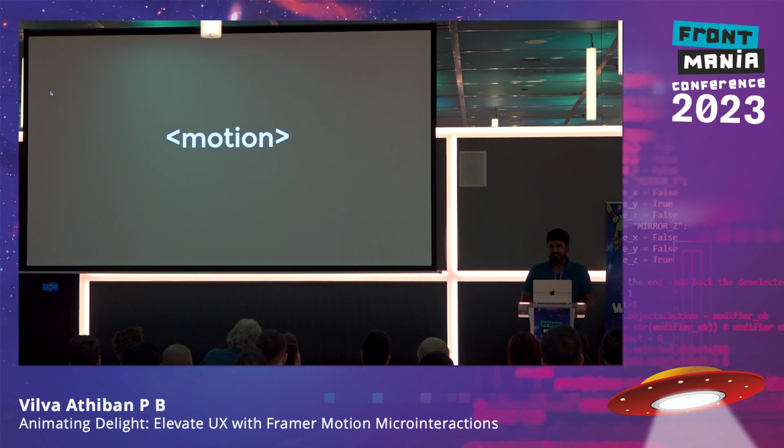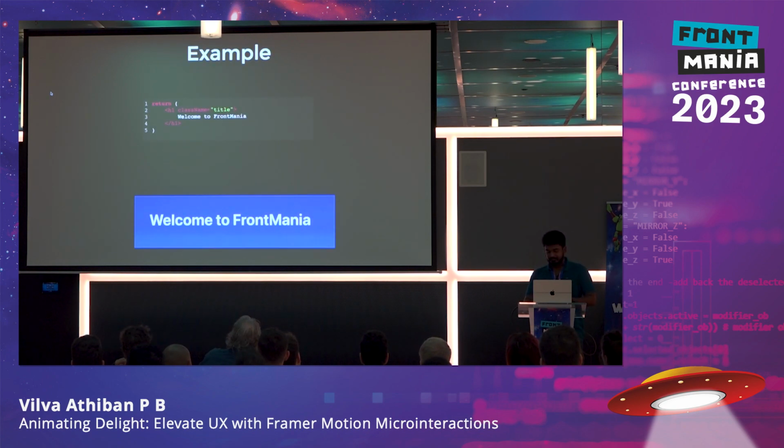The first and the most powerful or the most commonly used API is the Motion API. It comes as a component from where you can extract divs or paragraphs or H1 elements. Technically, it has most of your HTML components inbuilt. So let's start with an example. Imagine we have a simple H1 element with the text, welcome to Frontmania.